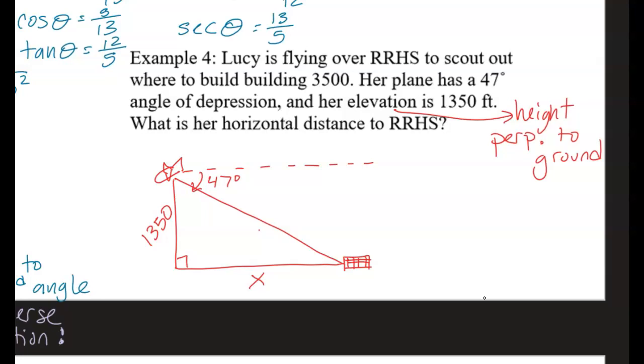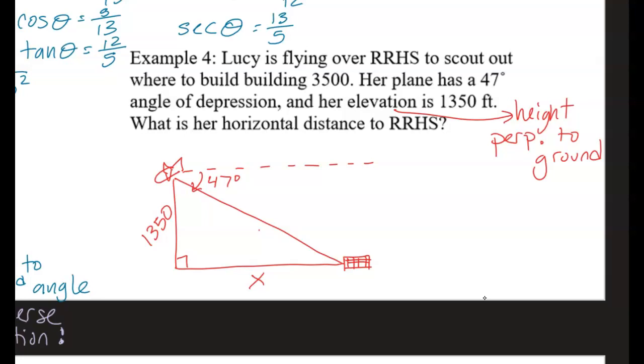Okay, so what is the big issue with my drawing? Can I immediately go in and start solving? What's wrong? The angle that I wrote is an angle outside my triangle. So, yes, I don't have enough information yet. What can I do to make myself have enough information?